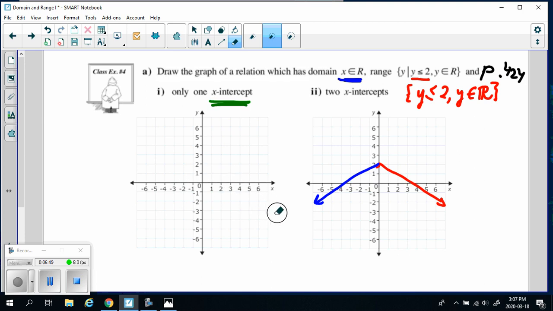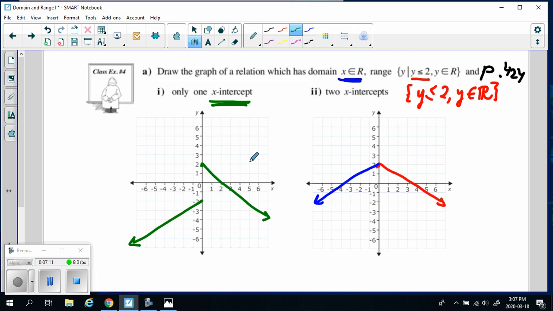What is a way that I can generate only one x-intercept, but it actually goes and hits all the values? Well, there are many ways to think about this, but maybe one thing that we can do is we can simply send it off this way, and then we can also send it off this way. So we can do it like that. I know it's not connected, but it doesn't say that it has to be connected. It just says a relation, right? So this is a perfectly acceptable solution to something like this.